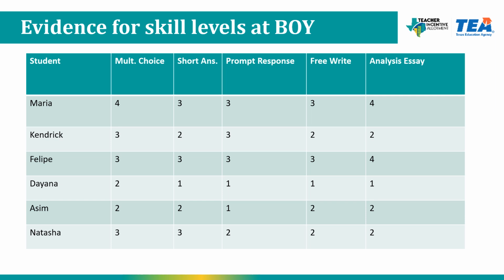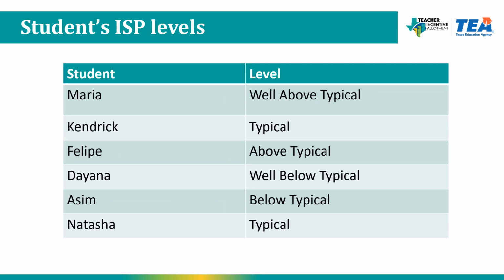Other students might show varying levels of proficiency, from typical to below typical, based on their performance on these initial assignments. The next step is to analyze all the information and assignments to determine each student's skill level based on the evidence. For example, Maria works most closely with the well above typical skill level, while Kendrick's work aligns with the typical skill level. The alignment is based on the descriptors in the initial skill profile we discussed earlier.